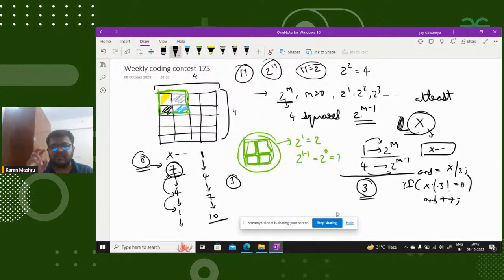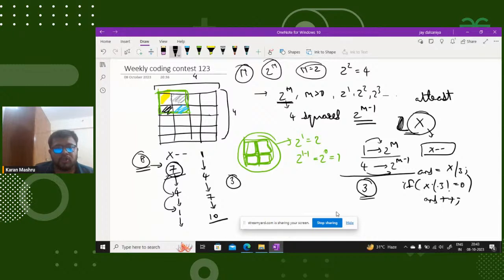Basically after every step 3 more squares are added. Finally I want at least x squares. Initially I have one square, so I did x minus minus. Now at every step 3 squares are increasing in the total number of squares, right? So if I have 6 squares required, I will need 2 steps. If I have 7 squares required, I will need, sorry, 3 steps, right? If I have 8 more squares required, then I will also need 3 steps. If I have 9 more squares required, then also I need 3 steps. But if I have 10 more squares required, I need 4 steps. That is basically what we are doing.